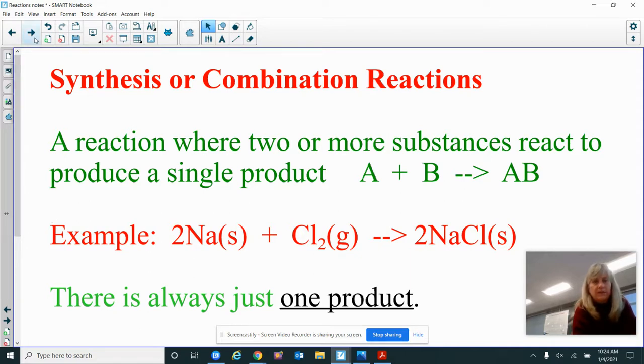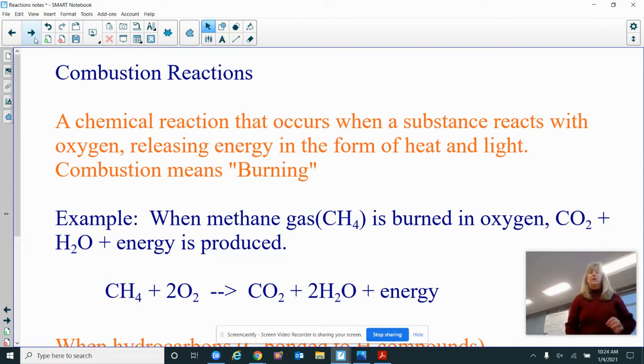The next one is combustion. Combustion means burning. It has to be burning, not just heating. So for instance, when we burn methane or we burn propane or we burn gasoline, oxygen is the other reactant. And then CO2 and water are going to be produced if it's a hydrocarbon burning. Methane, gasoline, wax, propane, butane, all of those are made out of carbon and hydrogen. When those are burned in oxygen, you always get CO2 and water produced.